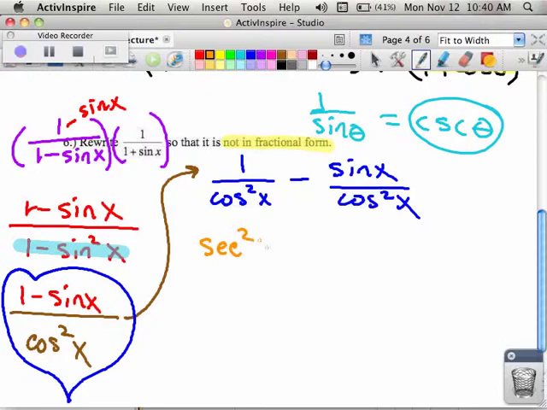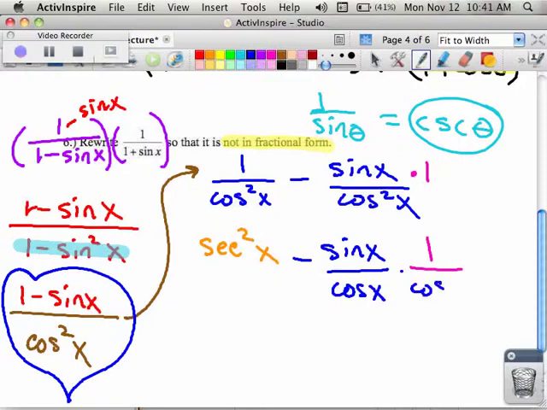So the first fraction really becomes secant squared. Notice how there's no fraction anymore, because it was a reciprocal identity. The second one looks like it's a little bit harder, but here's what I want to point out. That sine of x on the top is really the same thing as the sine of x times 1. So if I wanted to rewrite that second blue fraction, I could do this. Because the sine of x times 1 is sine x, and cosine times cosine is cosine squared.